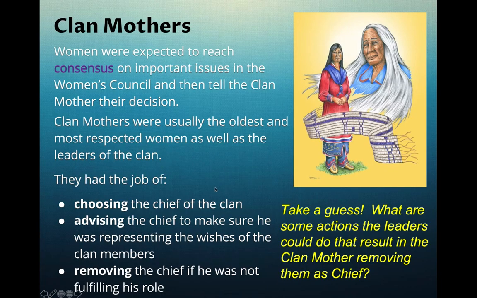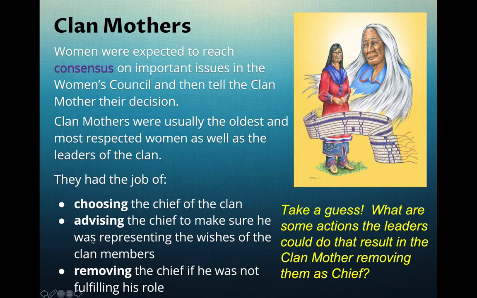Okay, so clan mothers were expected to reach consensus on important issues in the Women's Council and then to tell the clan mothers their decision. So the women would all meet up in a council, kind of like the ground council within their clan. A member of the Women's Council would then tell her elder, the clan mother, what their decision was. The clan mothers were usually the oldest and most respected women, as well as the leaders of the clan. So they held a really large position of power, respect and authority within the clans.